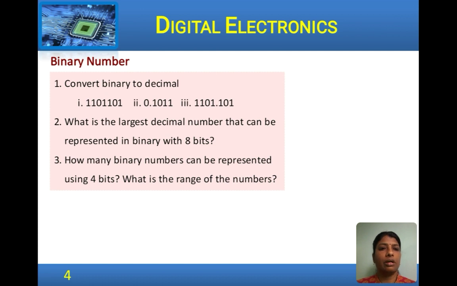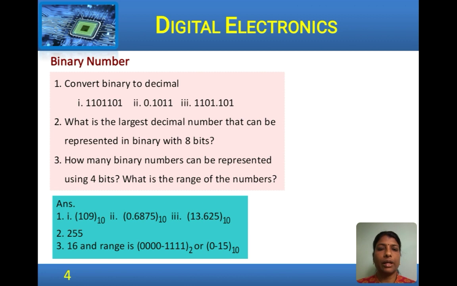Pause the video, solve the problems. Pause the video again, verify the answers and then proceed.